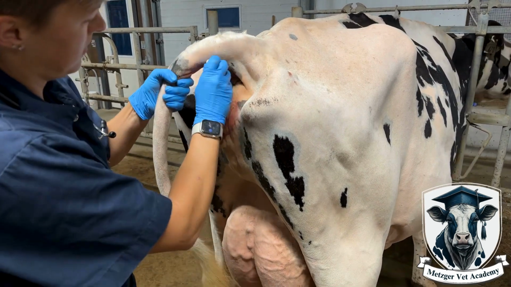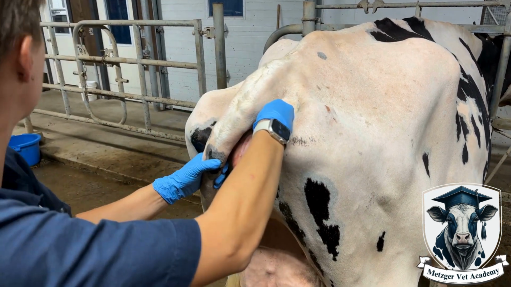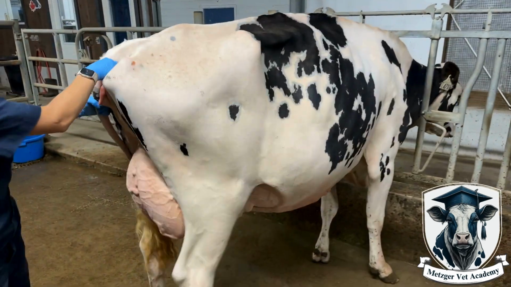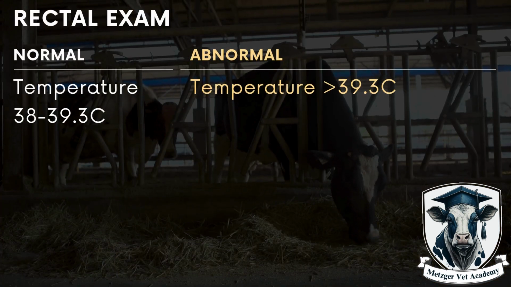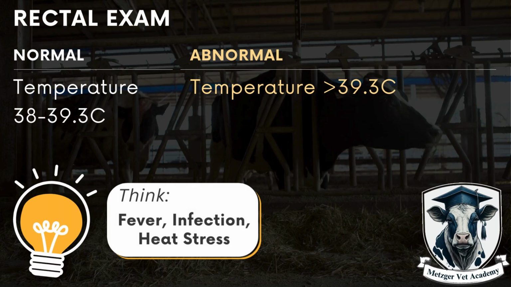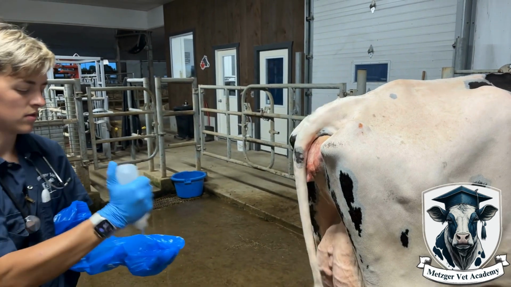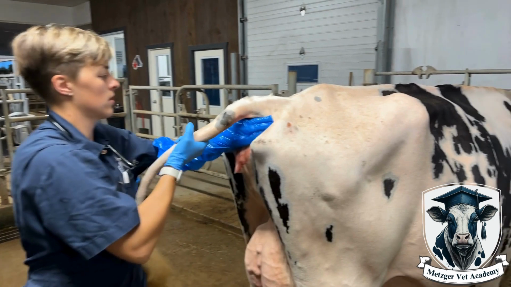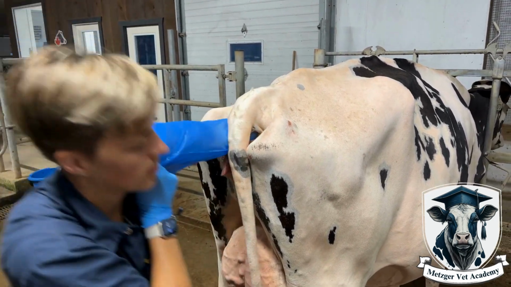A rectal exam should consist of taking the cow's temperature and then examining the reproductive tract, rumen, and manure with a gloved arm. A normal, healthy cow in a cool environment should have a temperature anywhere from 38 to 39.3 degrees Celsius. When doing a rectal exam, you should check the cow's manure consistency. A healthy cow will have some manure present, and the consistency should not be too runny and not too firm. The color should also be a typical brown.